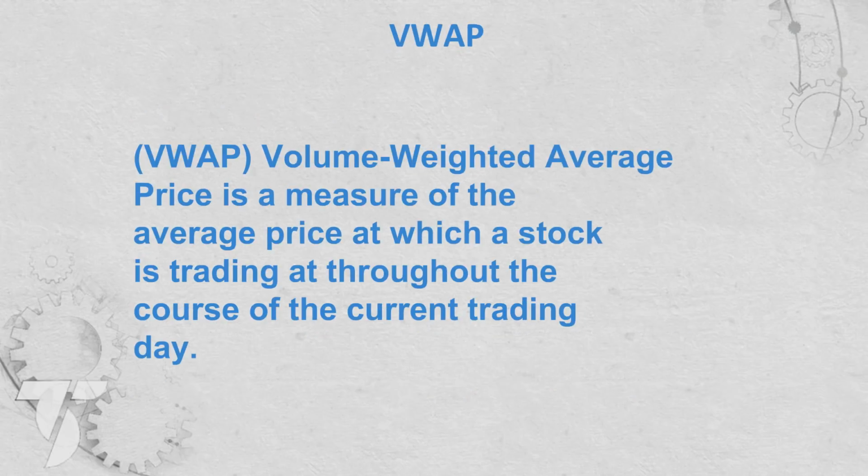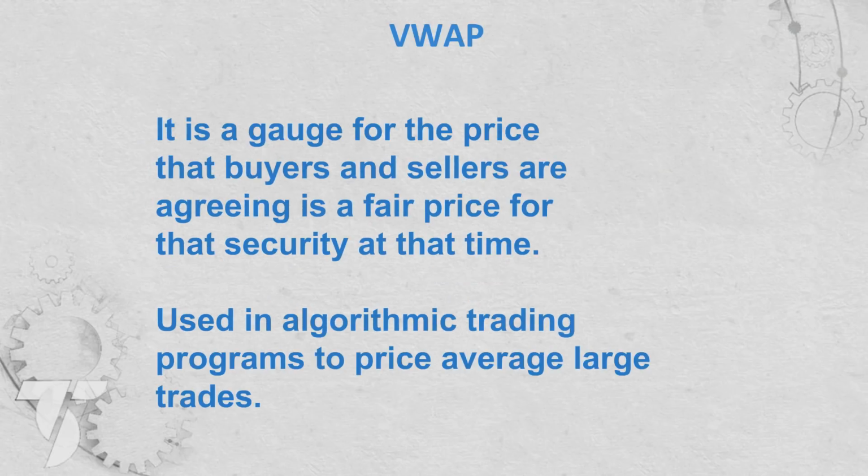VWAP stands for volume weighted average price. It is the average price a security has traded at up to that point during the trading day. It's typically a gauge for the price that buyers and sellers are agreeing on at that moment as a fair price for the security at that time for that day. VWAP is used by institutional traders as well, as I mentioned a little bit earlier, in algorithmic trading programs to price average or time slice large trades, and they use the VWAP as a benchmark price that they're trying to reach.